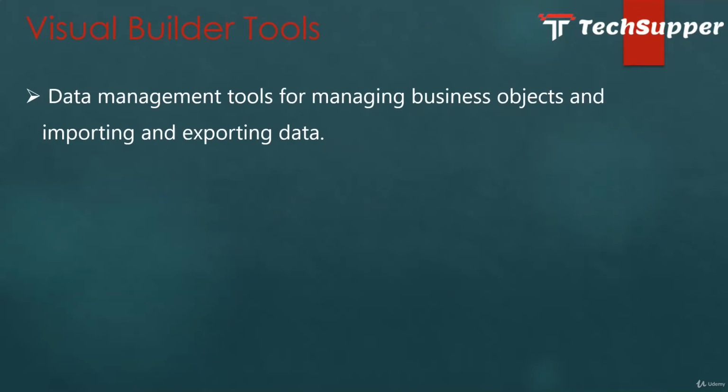Like if you have created any business object in the Visual Builder application, then there's a data management tool which will allow you to import and export data into the business object. There is a utility called import and export which you can use to import the data with the help of CSV, and then you can export the data. If you export the data, it will come into the CSV. So you can update the data in the CSV directly and upload it back, and all the data in the CSV will be imported into the business objects.